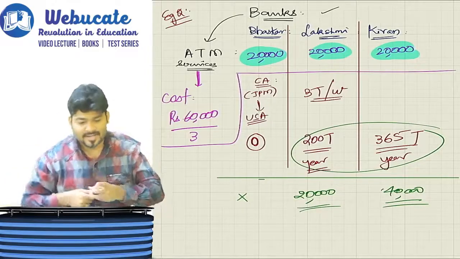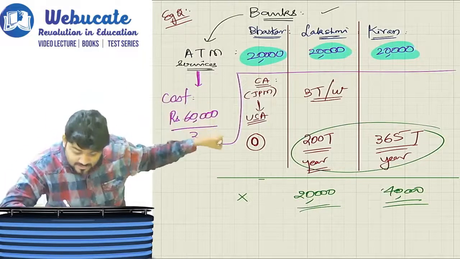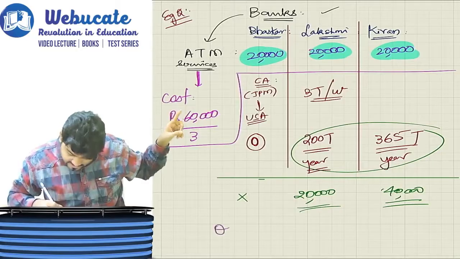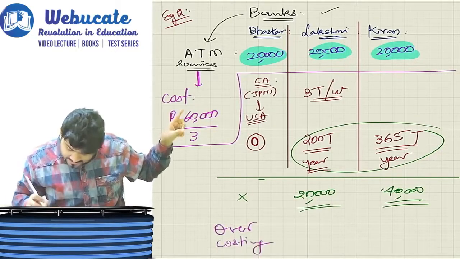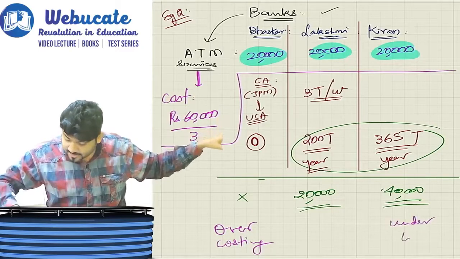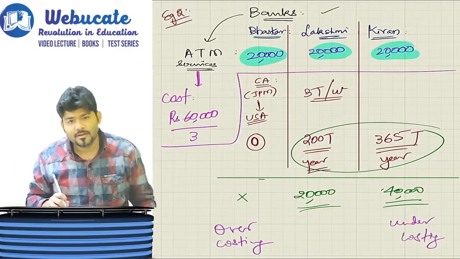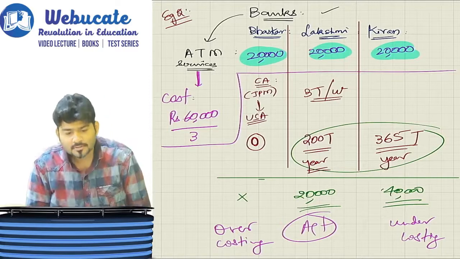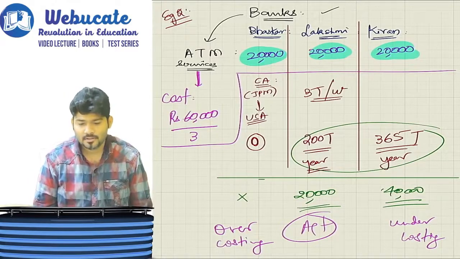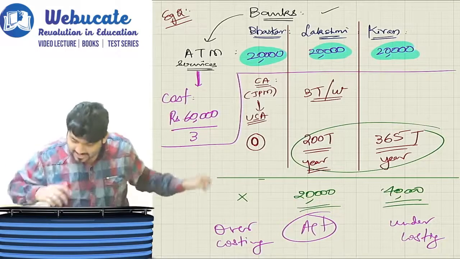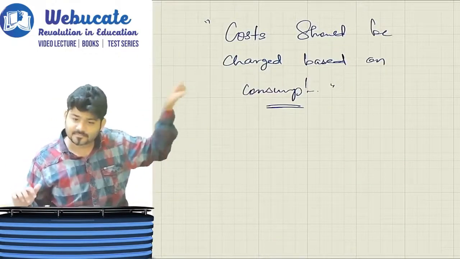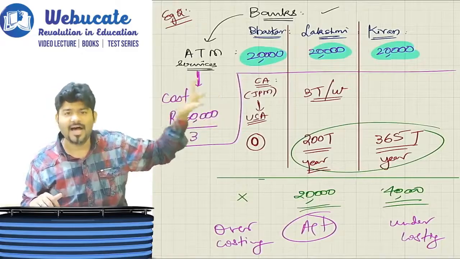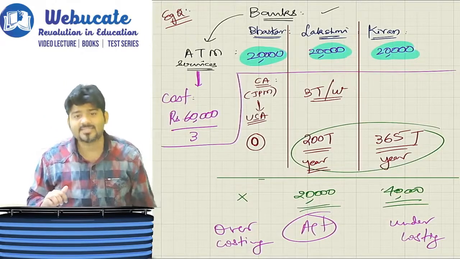But what about this case? Can I say this is also a case where incorrect costing is used, especially in case of Mr. Bhaskar? Can I say he is a case of over costing? Can I say Kiran is a case of under costing? He should be charged based on consumption. Only Lakshmi is the case of apt costing. She's using it 1/3 of the times and she's paying 1/3 of the amount. But what about the others? Are we understanding, guys? Can I reiterate my point that cost should be charged based on consumption? Are we understanding, ladies and gentlemen? Yes or no?